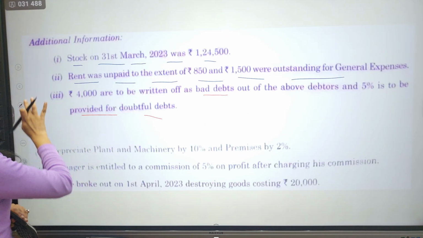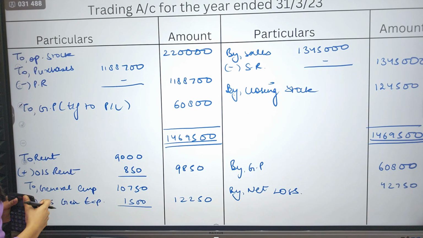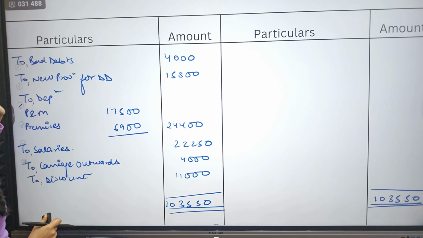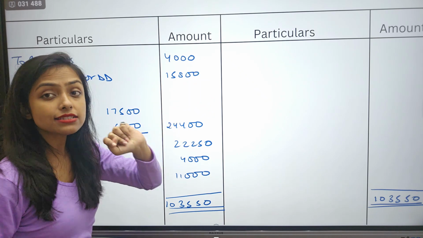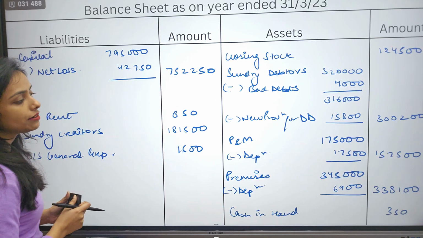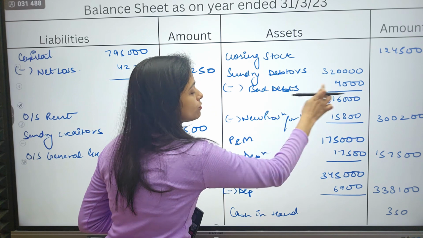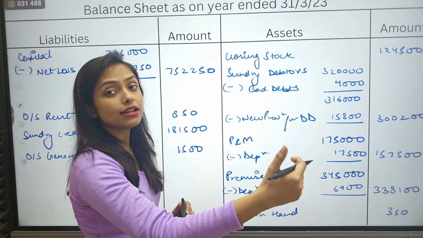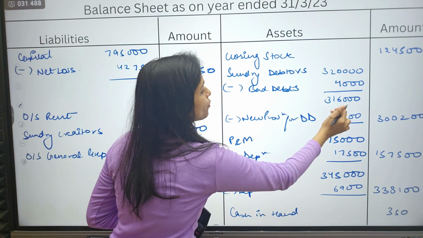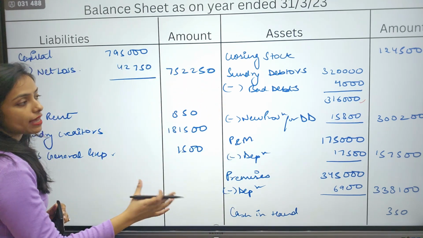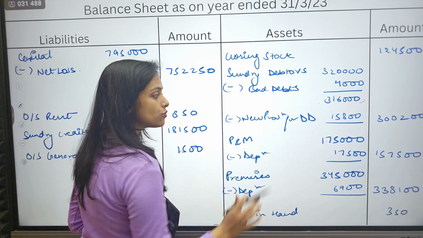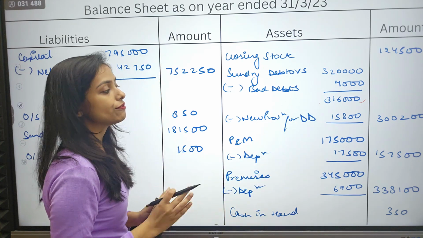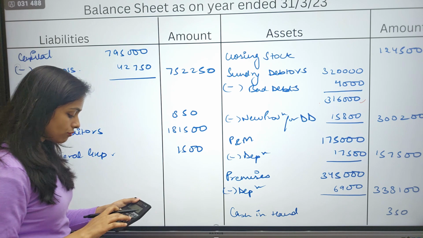So what are we going to do? Just treat these. How? We are first going to write on the P&L's debit side, bad debts, 4,000. First place. Second place is from the sundry debtors. You are going to reduce these further bad debts, which happened after 31st March, and you are going to find out this balance. And the 5% provision that we have to make, we are going to make on this only. So 3,16,000 at 5% will be 15,800.